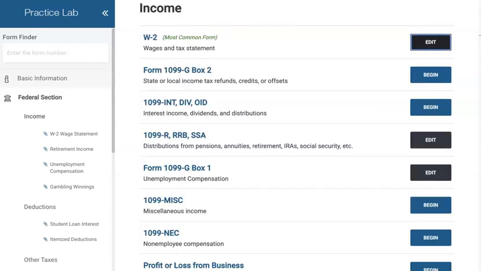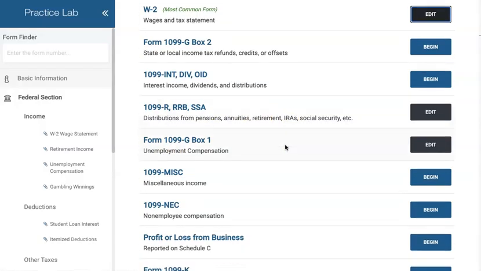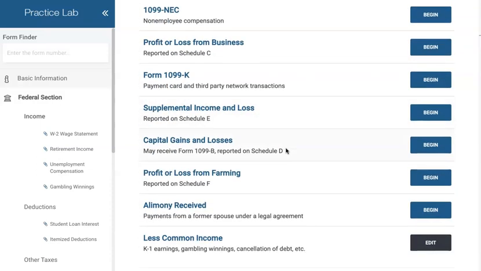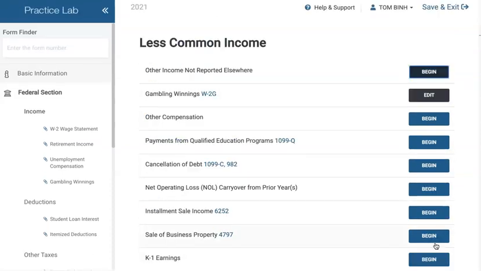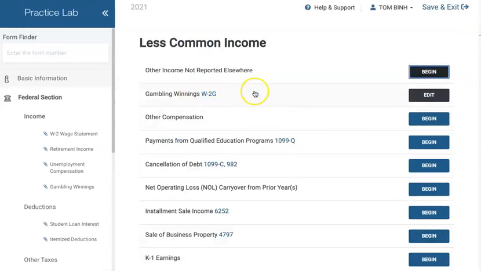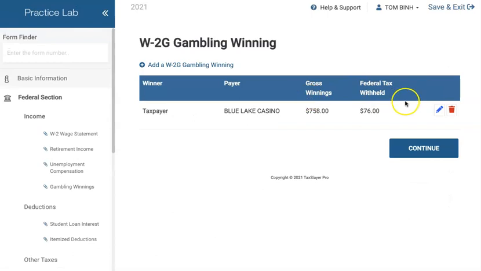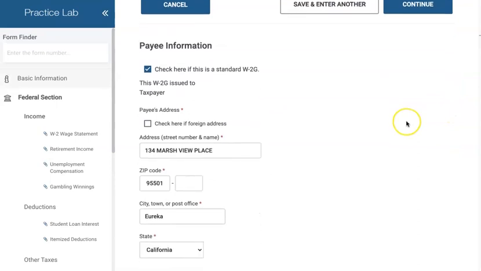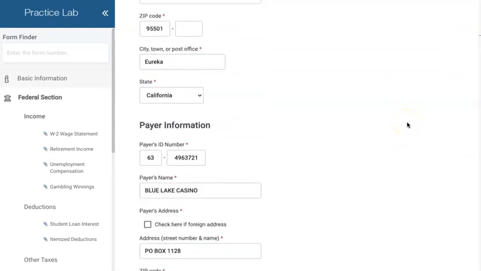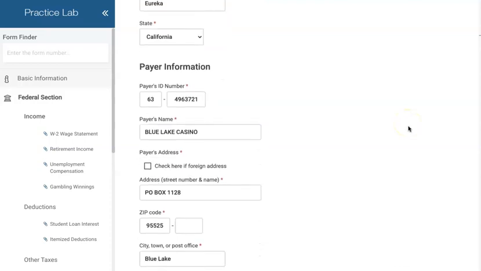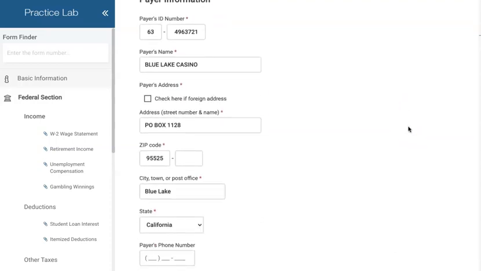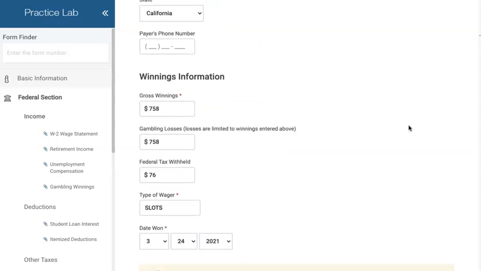One final form, gambling winnings. That's a type of income. If you go to the income menu and scroll down, you find less common income. You can see by the edit here that that's where the entry has already been made. There's our gambling winnings, Form W-2G. And here's the entry for the Blue Lake Casino. So the information has been put in about the location of the casino. And here's your winning information.